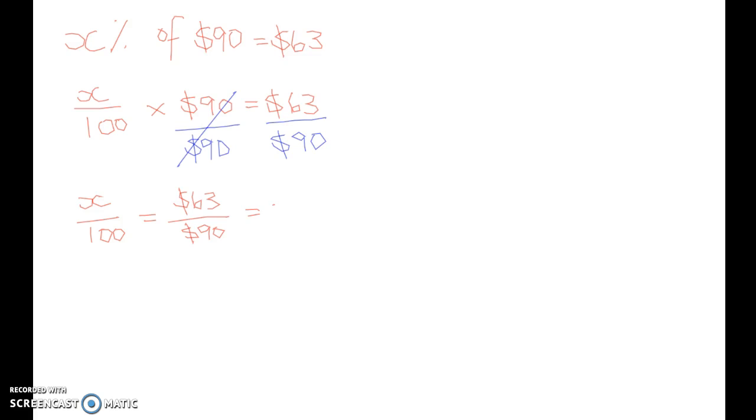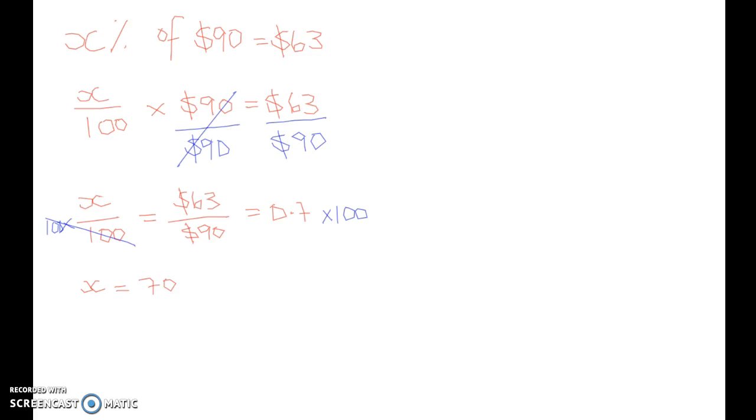Which is 0.7. So to get rid of this divided by 100 over here, we're going to do the opposite, which is timesing by 100. So times by 100 on this side, which means on the right hand side we also have to times by 100. That gets rid of those two. And so what you end up with is X equals 70.